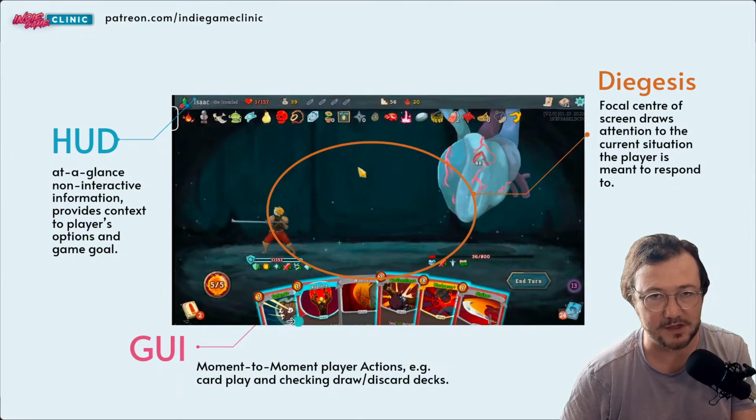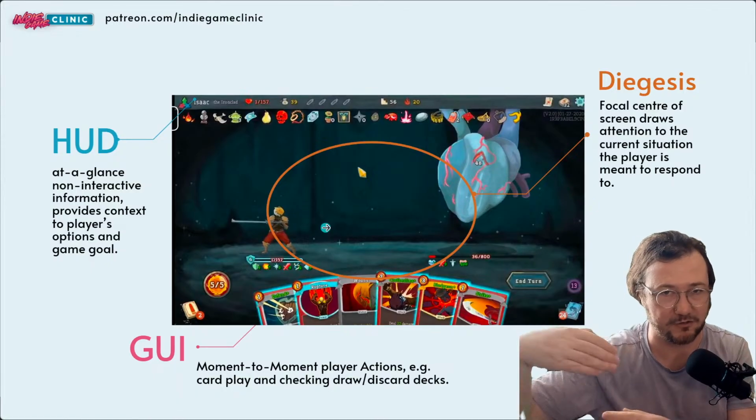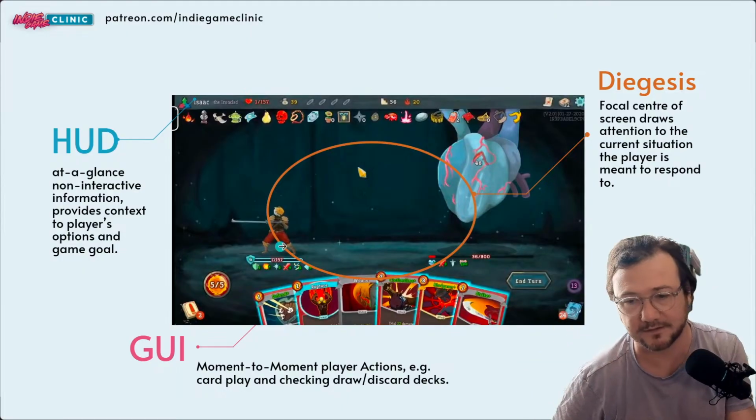If this was arranged in such a way that I had my cards here, and then all of this information was here, and then the thing I was interacting with was up the top, it would start to feel weird, because I'm interacting with the diegesis using my GUI, but there's a bunch of stuff in the middle that is just creating a gap between those things.